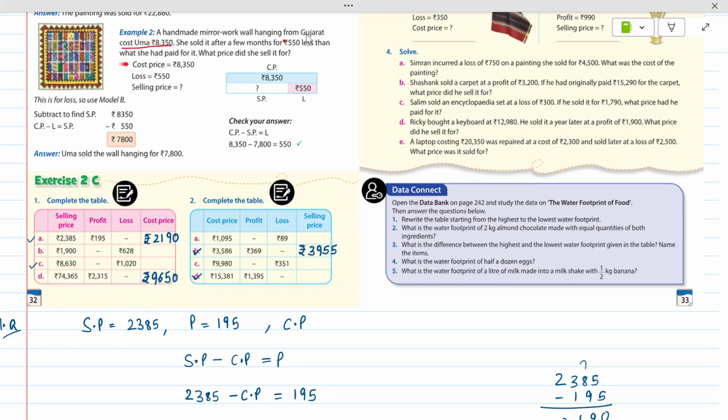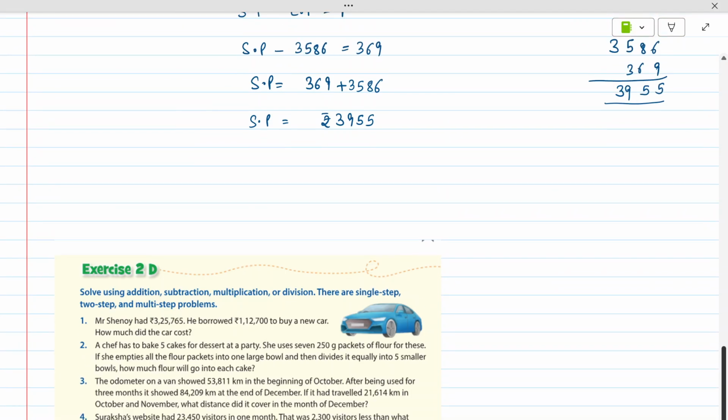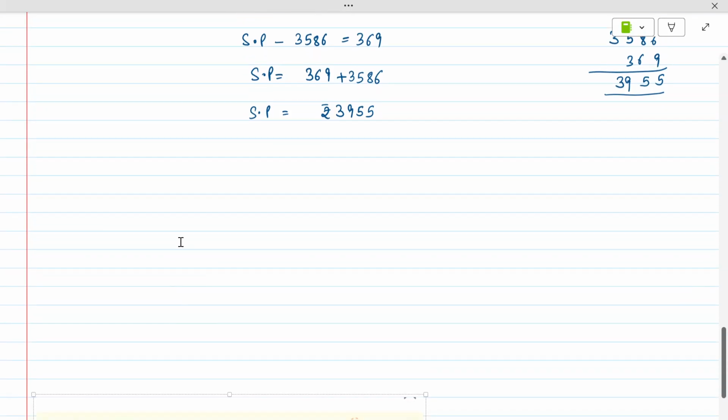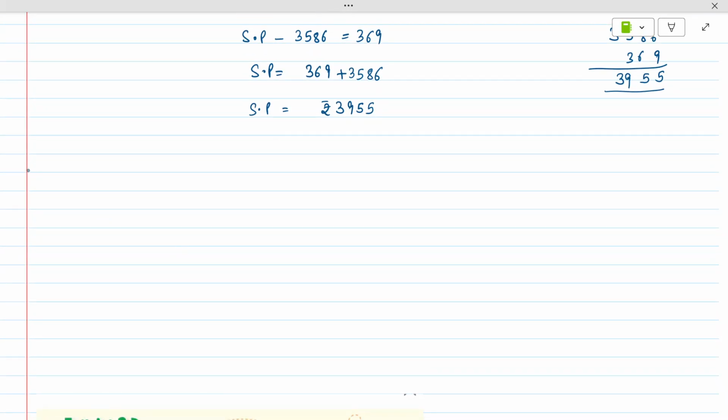Now the last question is again going to use the same formula, so I'm picking another question, the C part here. Let me write down the things in the C part. What is given to us? We are provided with the cost price, which is rupees 9,980. We don't have any profit here. We have a loss value of rupees 351. And we have to find out the selling price.